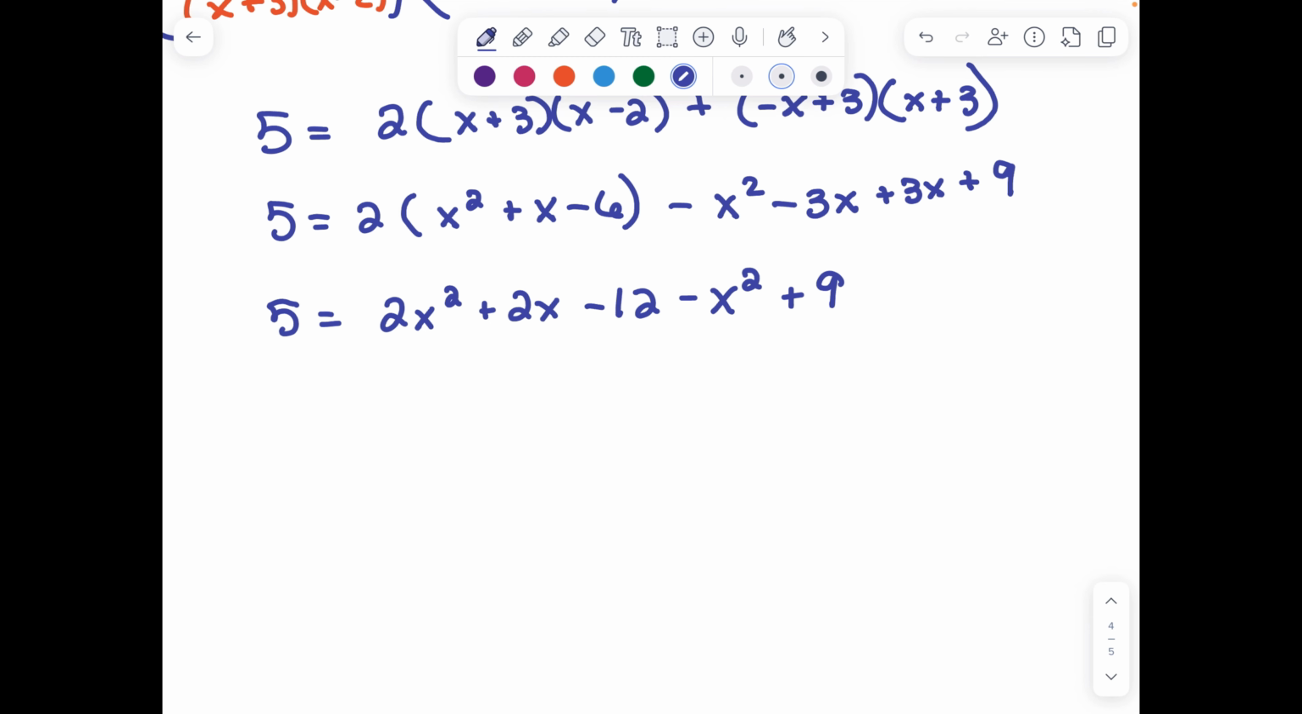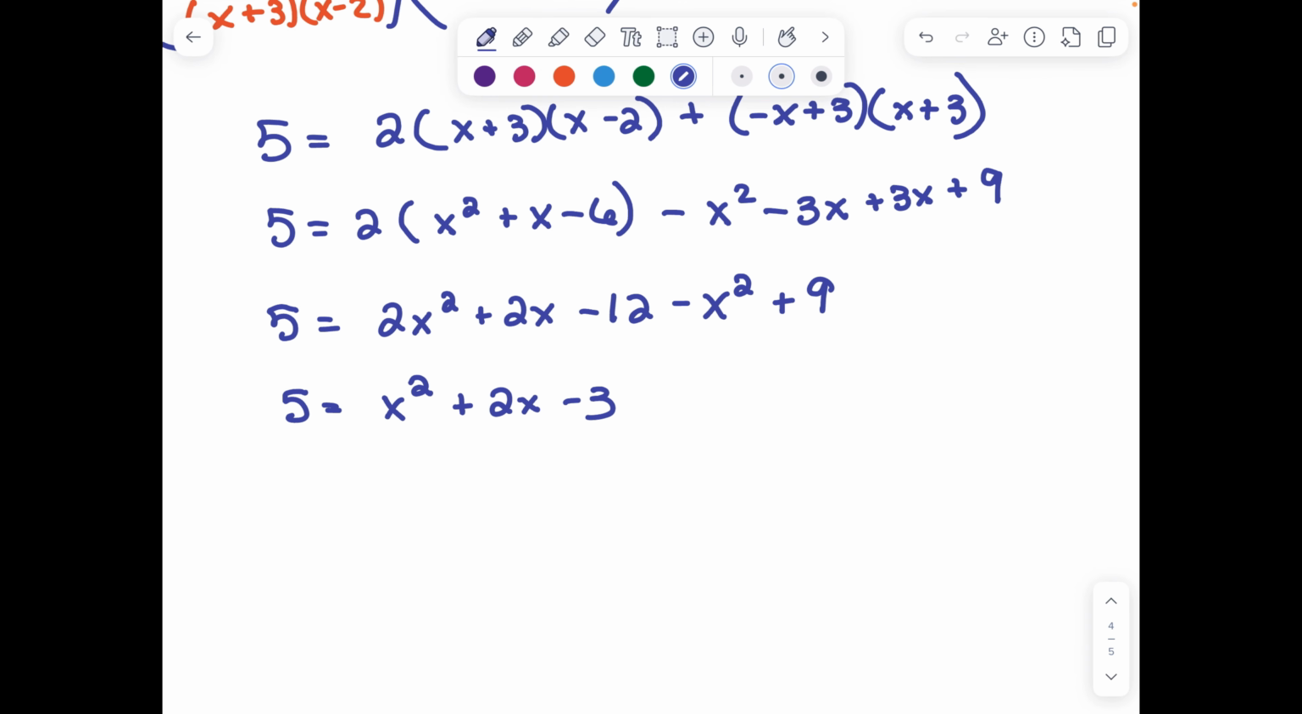Since I'm going to have an x squared term, I'm going to go ahead and try to get everything on one side and set it equal to 0. So, before I do that, I'll simplify more. So we have 5 equals x squared plus 2x minus 3. I'll subtract that 5 over. So we get x squared plus 2x minus 8 equals 0.